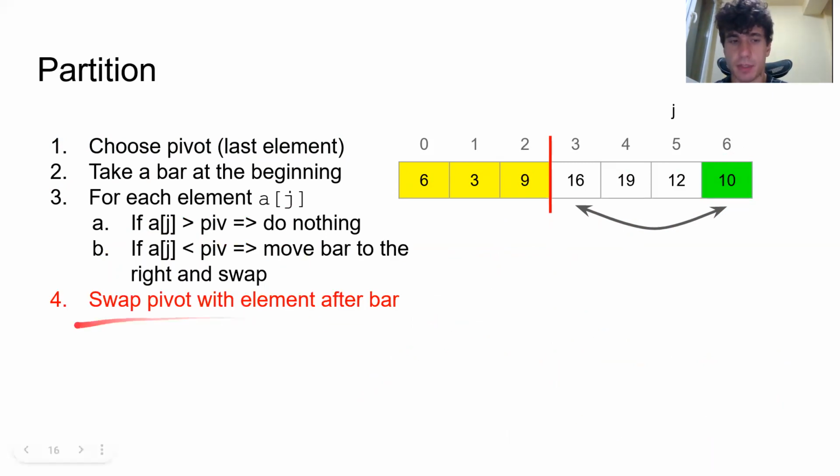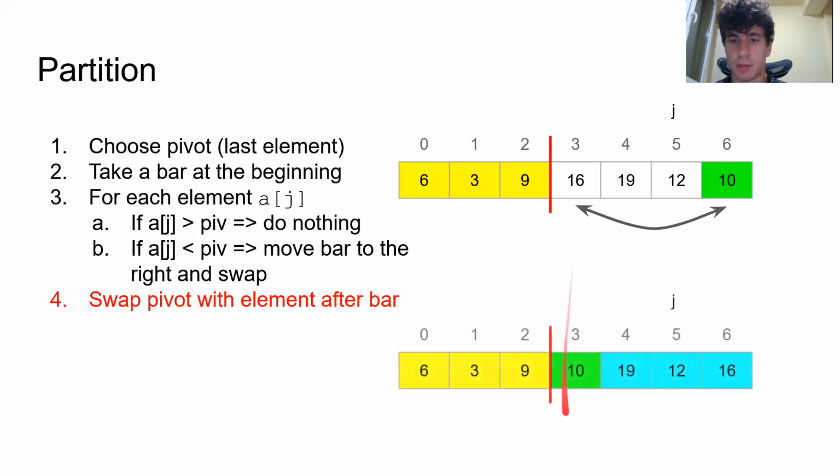So the last step is just swapping the pivot with the element after the bar. So it becomes like this. And now it looks good. That's what partition does. It puts the pivot in the right position, and also smaller to the left and bigger to the right.